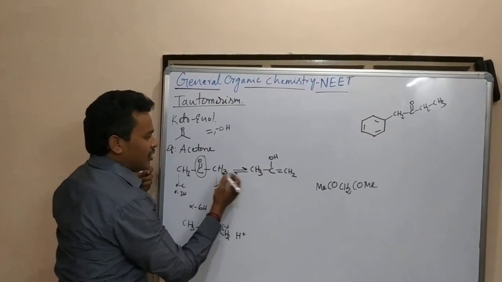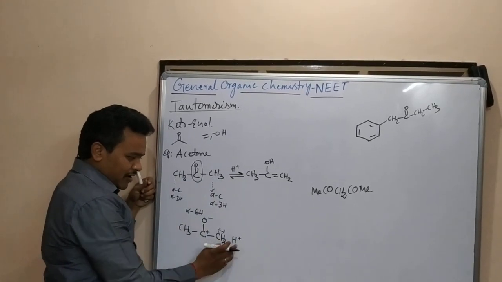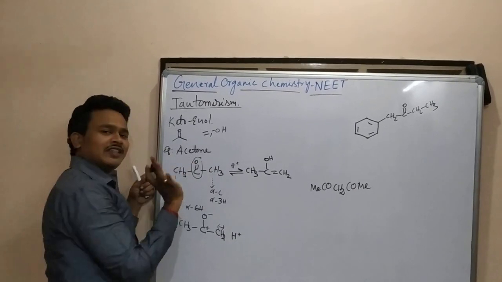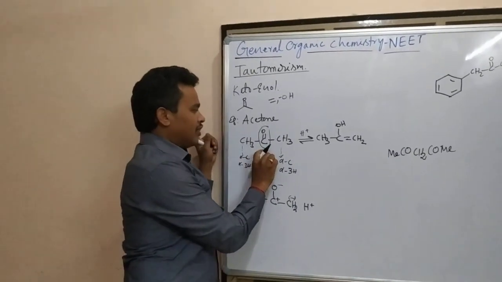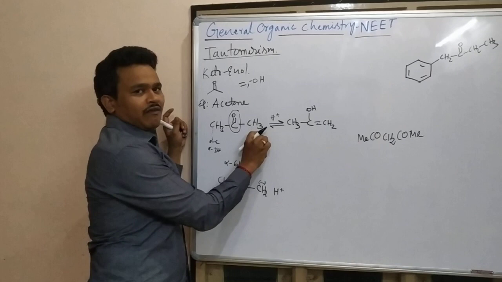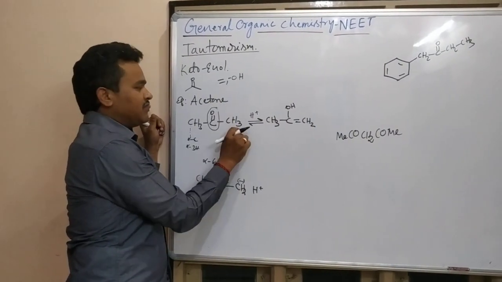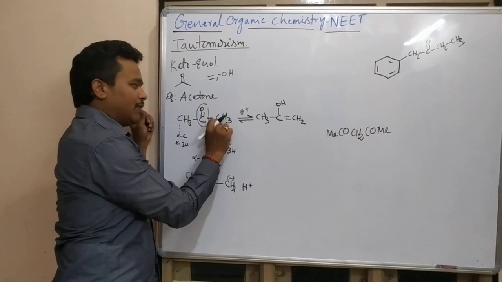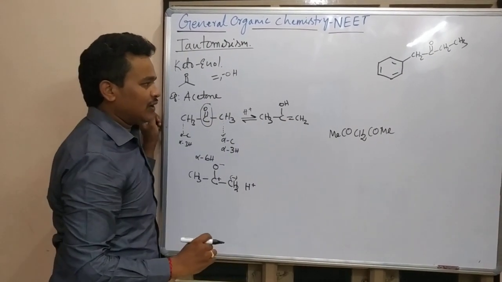How is it going to happen? Only by the shifting of H plus, H plus jumping from here to here. That's it, we can shift blindly. Where is the alpha carbon? Next to the keto group. The alpha hydrogen shifts to the oxygen. From which side is the hydrogen jumping? That side gets the double bond. Like that we can write.